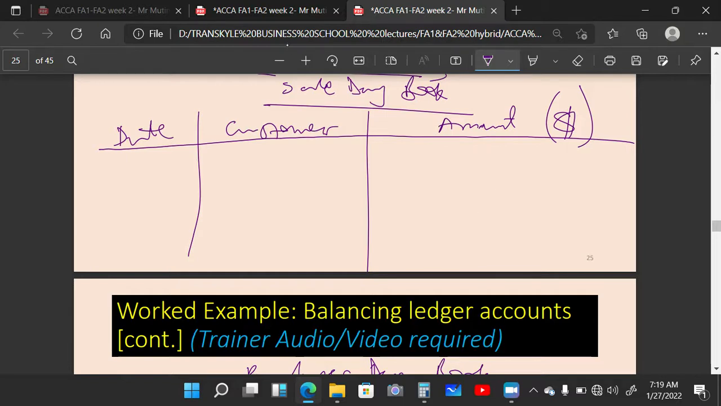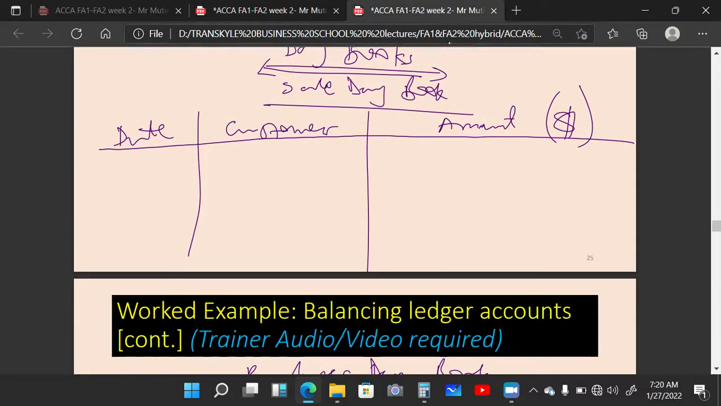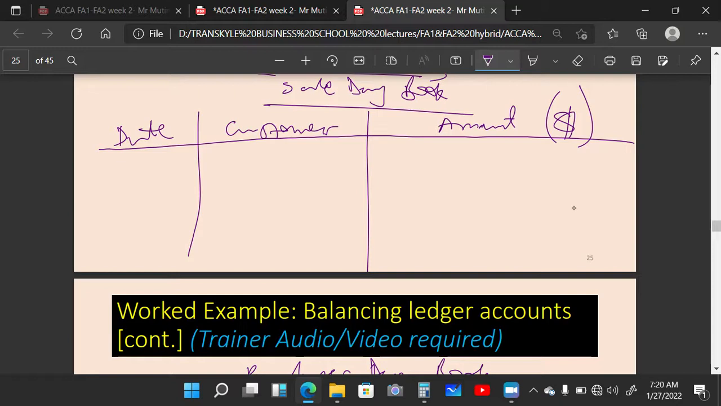So if we go to our question, remember, these day books talk of transactions which were done on credit. Purchased goods on credit. On 1 May, bought shop fittings for cash, so ignore. Purchased goods on credit from Staple. So this is a credit transaction. We go straight away to the payables day book, so the purchases day book.